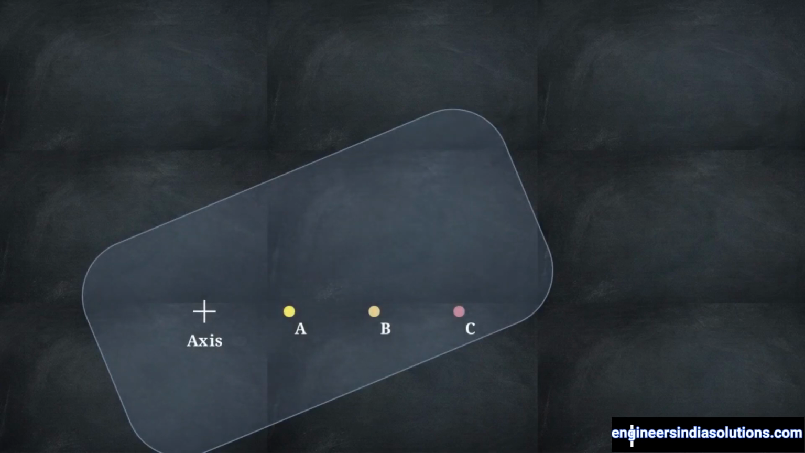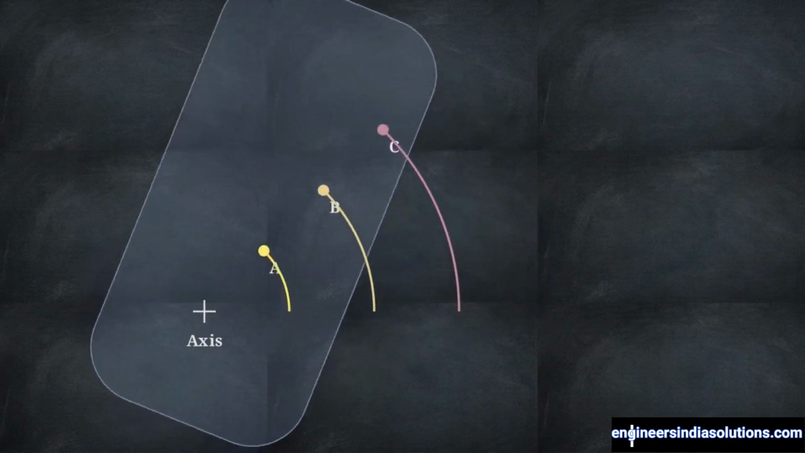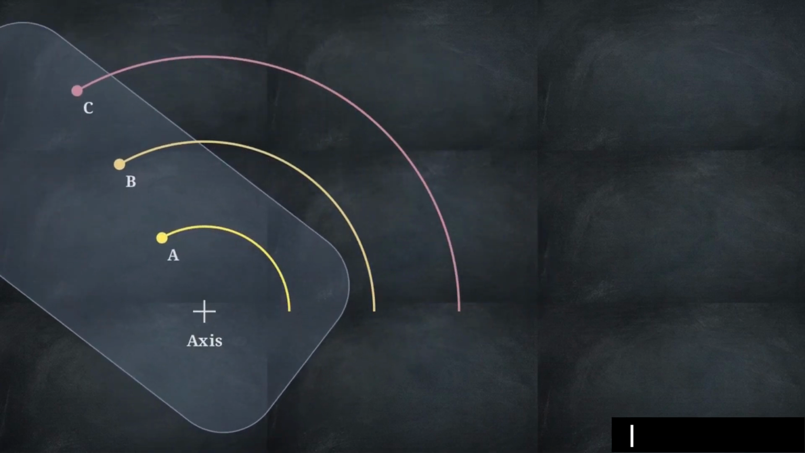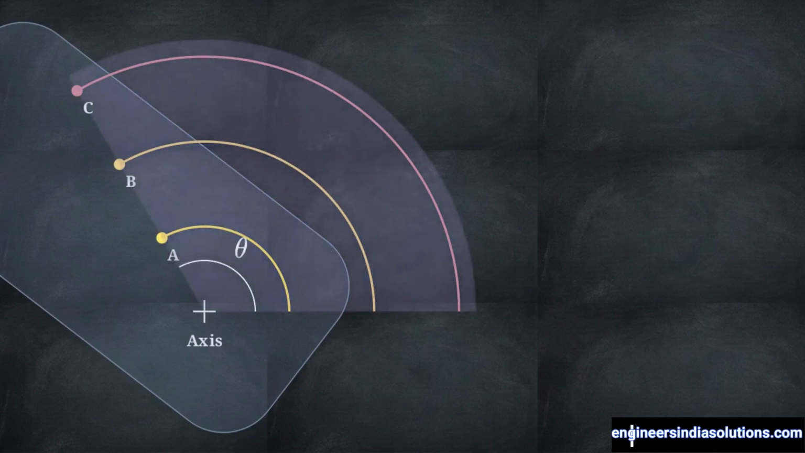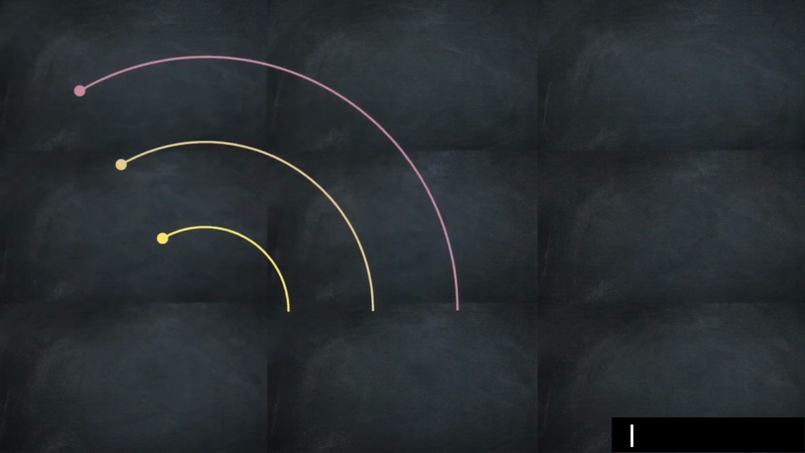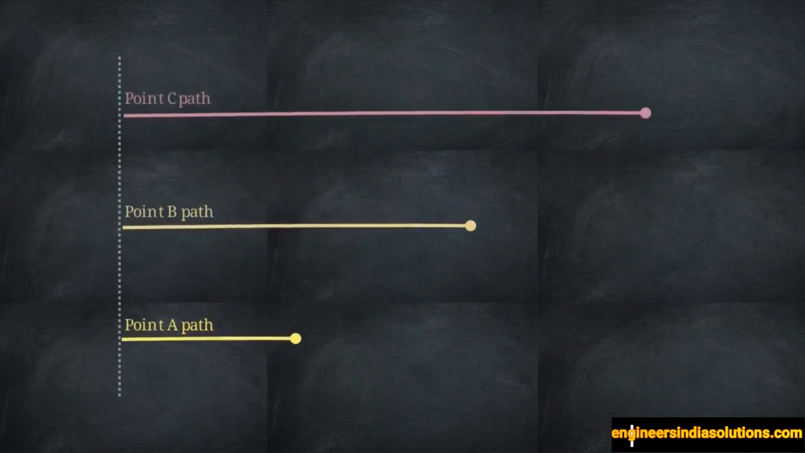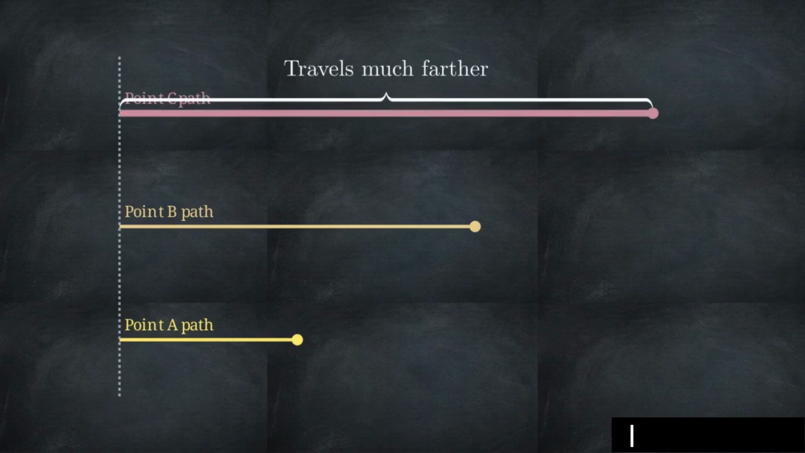But this synchronization is easily broken. Watch what happens when we introduce a different kind of movement, an object spinning on a fixed central axis. Placing 3 points at different distances from the axis, they trace concentric circular paths instead of parallel lines. They share identical angular displacement, sweeping the same angle, theta. But unrolling these circles into straight lines fails the translational test. Outer points travel much farther.